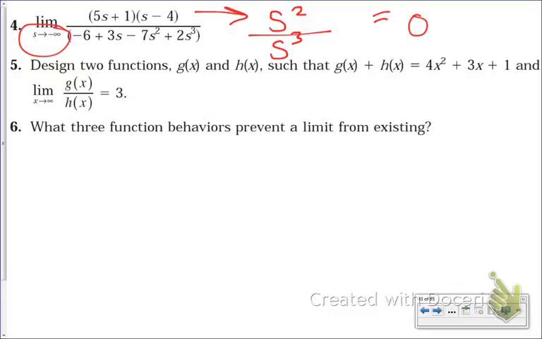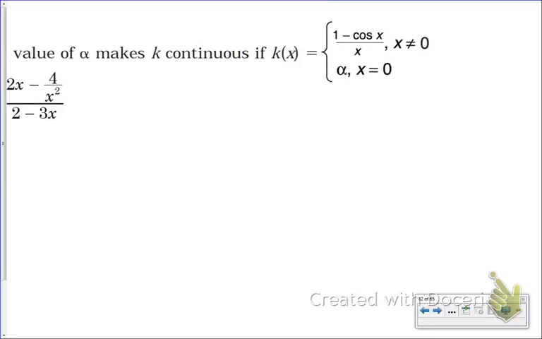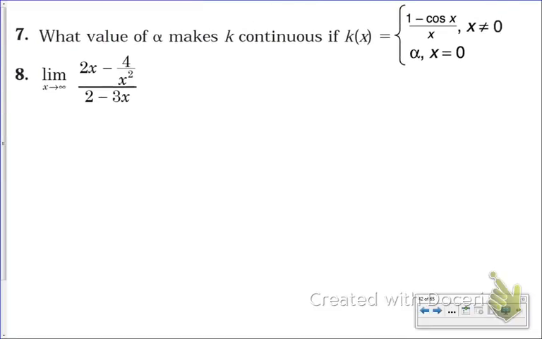Don't worry about number 5 right now. That's above our pay grade for the last 10 minutes of our review. What 3 function behaviors prevent a limit from existing? We already talked about that. We've talked about this before. What about 8? I think we can do 8 really quick.